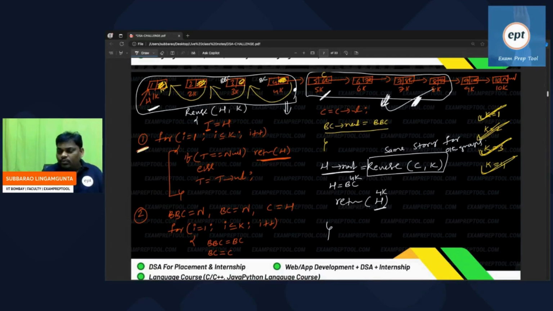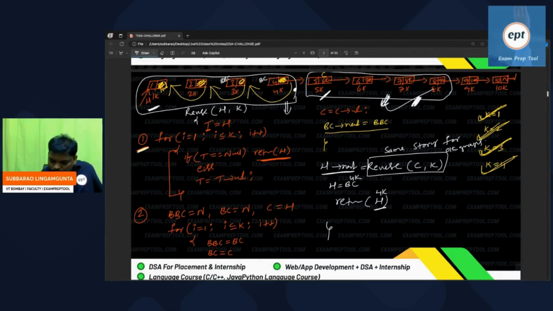Now what is the total answer? The first person, I think, is BC. So BC goes to the head place, return head. This is the program. Don't worry about the syntax and semantics.